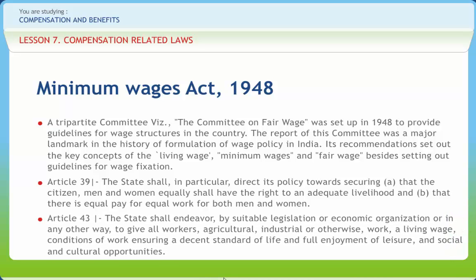Article 43. The state shall endeavour by suitable legislation or economic organization or in any other way to give all workers, agricultural, industrial or otherwise, work, a living wage, conditions of work ensuring a decent standard of life and full enjoyment of leisure and social and cultural opportunities.